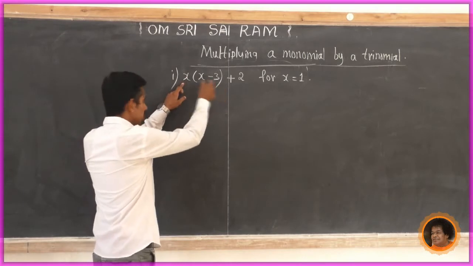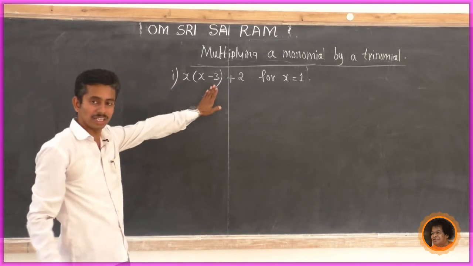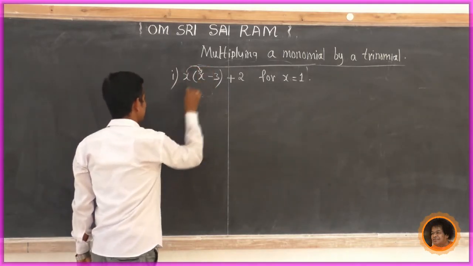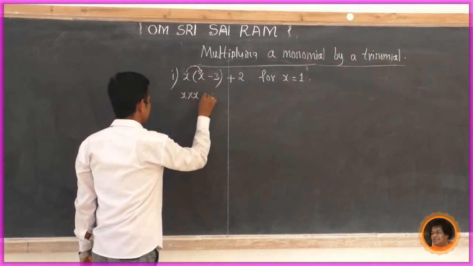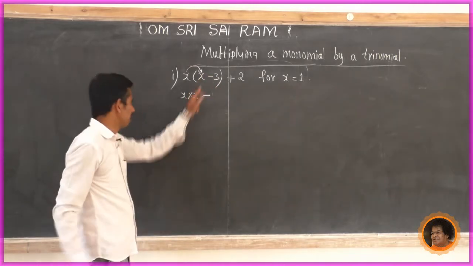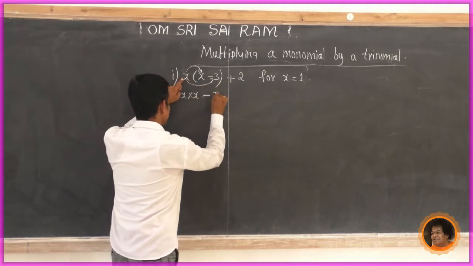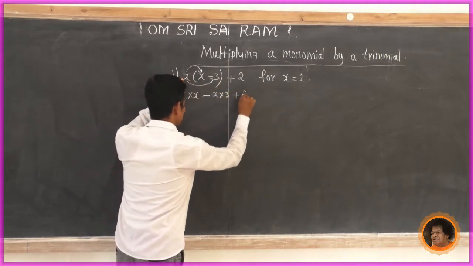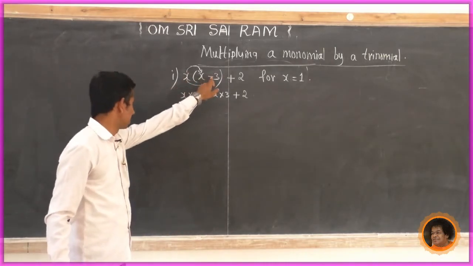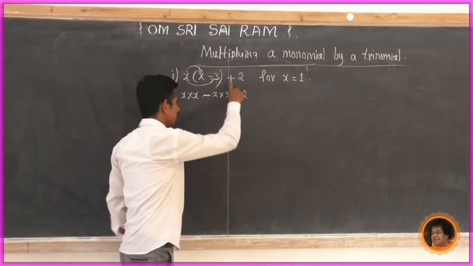x into x minus 3. This is a monomial and this one is a binomial. So multiply the monomial into the binomial. Multiply x into x, then minus, because in between x and 3 there is a minus sign, then x into 3, then plus 2. Once again, x into x, then minus x into 3, plus 2 as it is.